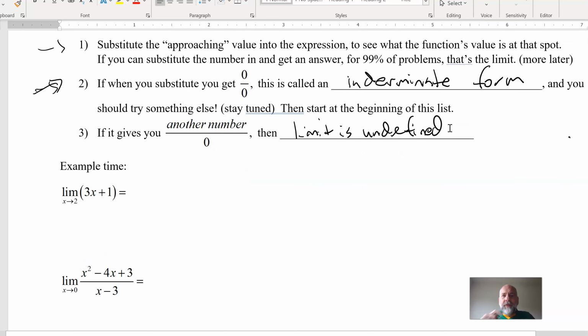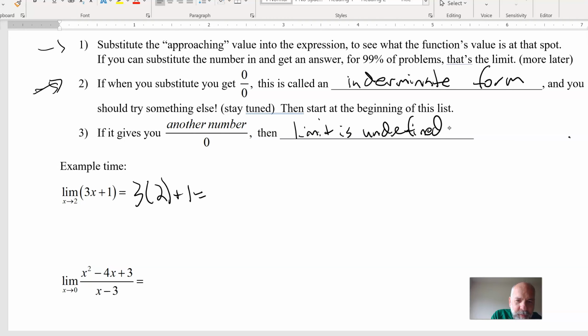So let's run through the examples. This is the step-by-step process you can go through. So you see a limit problem. First thing you do, plug it in. So I plug in 2 for the x, and I get 3 times 2 plus 1, which is 7. That's the answer to the question. You're done. Okay, what is going on here? Well, what's happening is we've got a function that's just a line, with a y-intercept of 1.